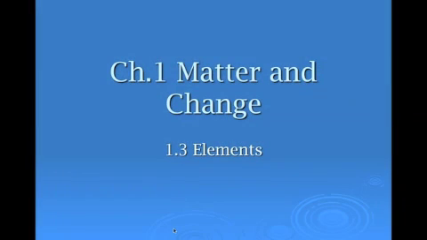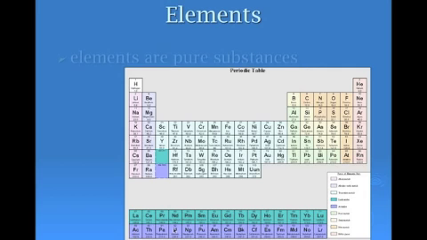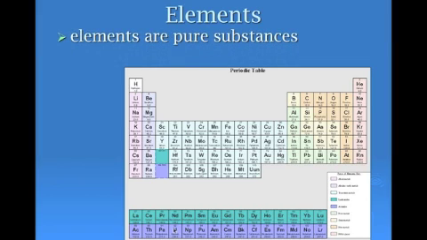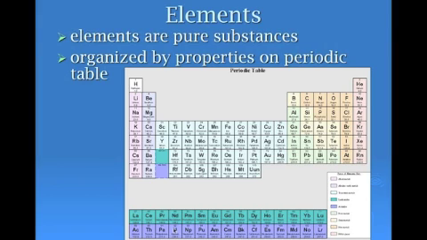All right, we're going to finish up Chapter 1. In this section, 1.3, we're going to be talking about the periodic table. The periodic table consists of all the known elements. And we talked about earlier that elements are pure substances. An element is made up of only one type of atom.